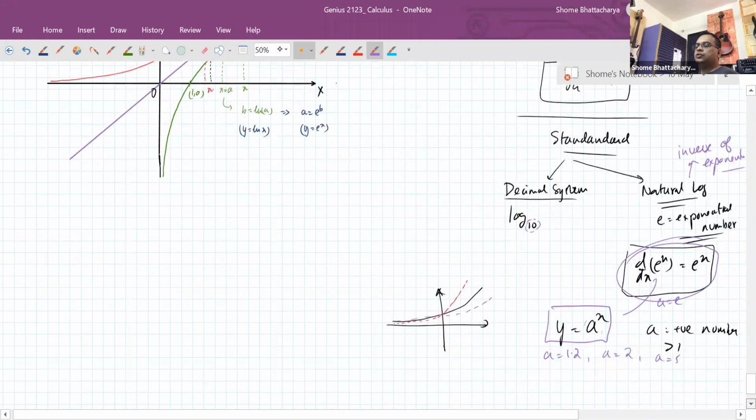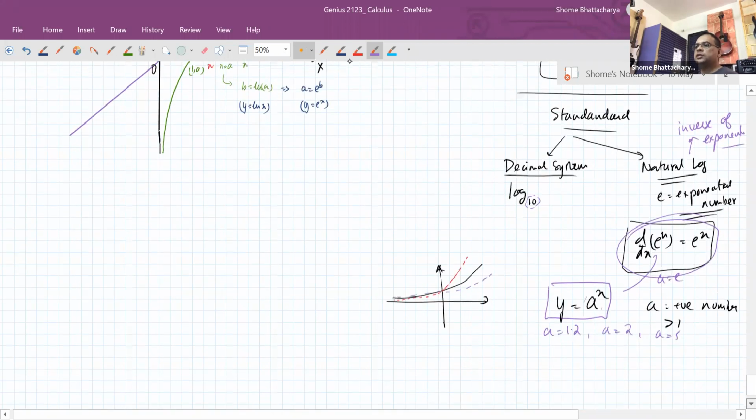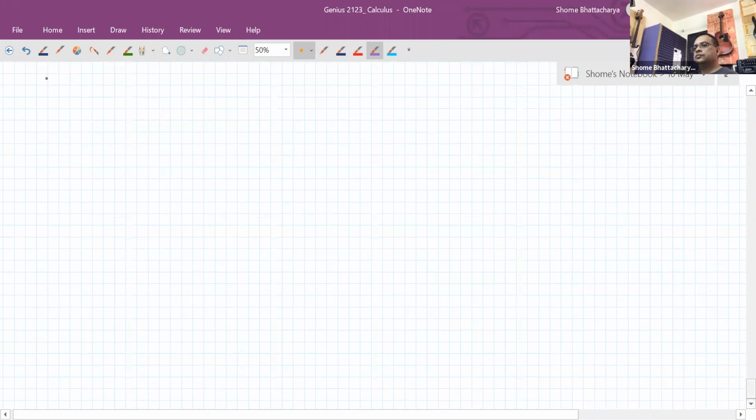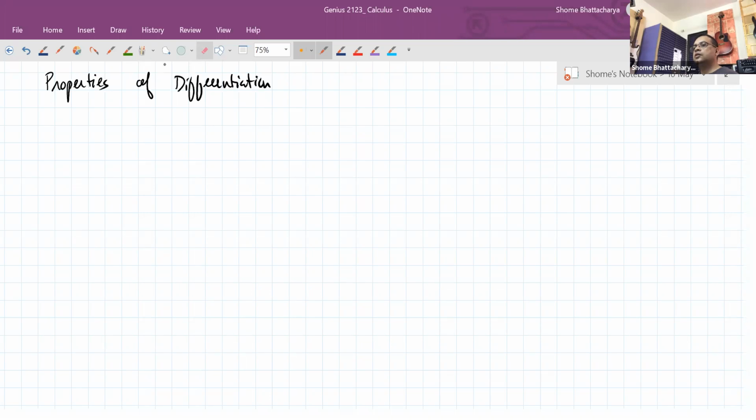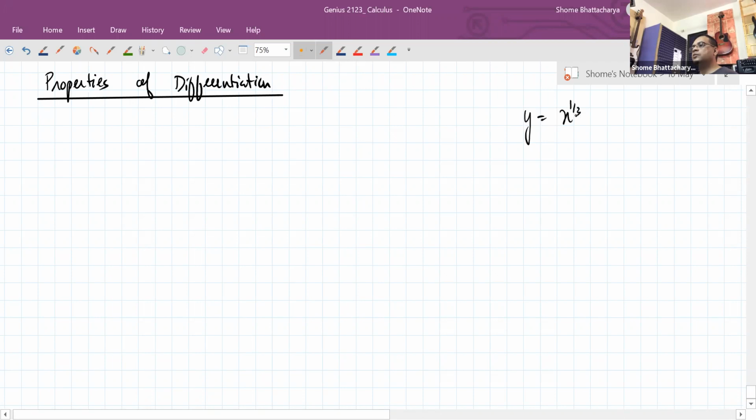Okay, now coming back to differentiation and some important properties. So more properties of differentiation. Now, for example, in your worksheet, I have given you some questions where it appears to be a product of two functions, like y is equal to, let's say, x to the power 1/3 into (x plus x square). Suppose I want to differentiate this.